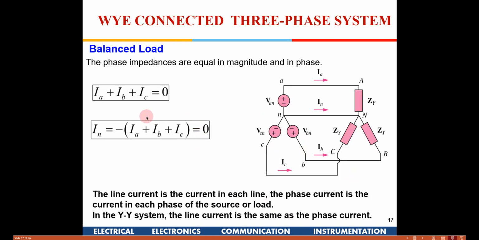So in this case, since this is a balanced load, the vector sum of these three voltages will be 0. The same happens with the current. The vector sum of all these three currents will be 0, and there will be no current flowing in the neutral wire. So the current in the neutral wire will be 0. These are the three currents which will flow.